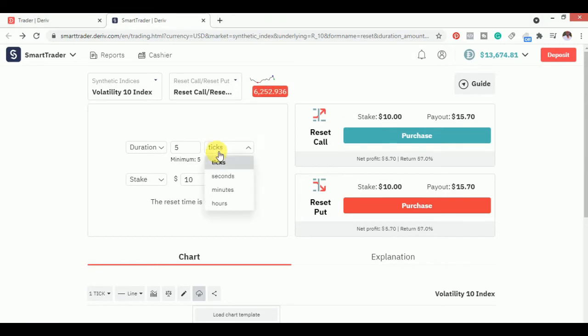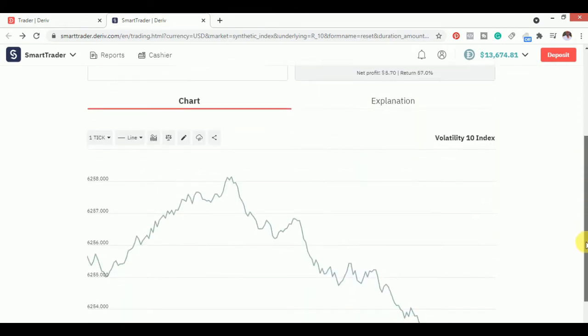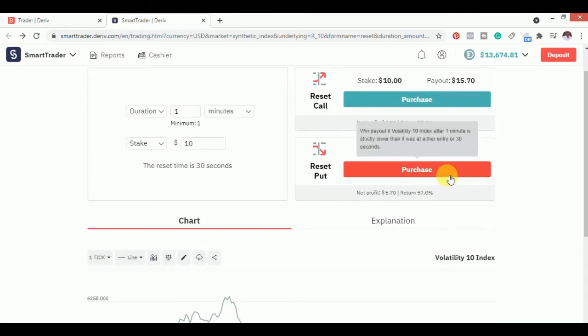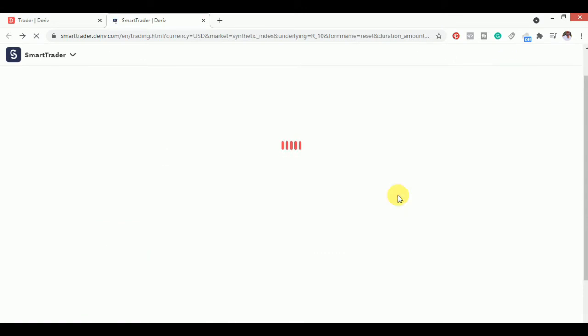All right, so let me start with 1 minute. 1 minute has been one of my favorite times whenever I want to play. So now in 1 minute, the reset time will be in 30 seconds and I'm using a $10 stake. The reason why I always use $10 is that most times I use more, but when the balance is less, I stick to the account size. So next, I'm using $10 and looking at this trade right here. Let's say it's going down, it's reset put. I place the trade.